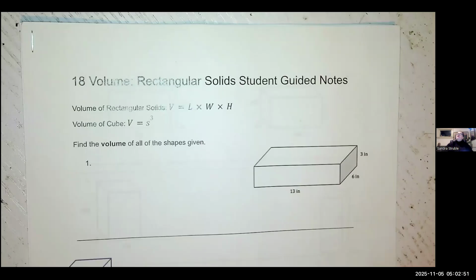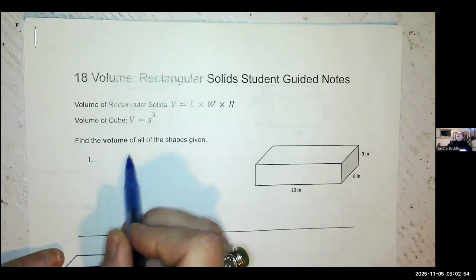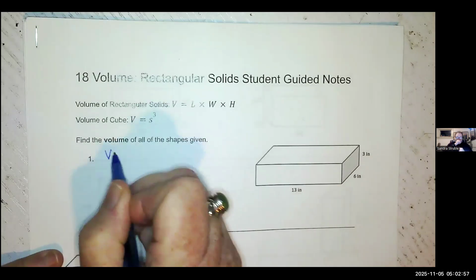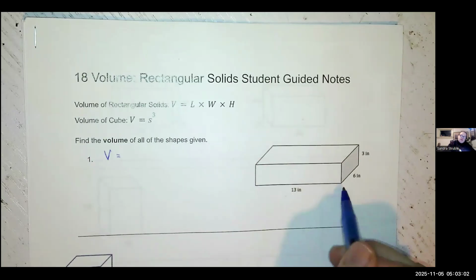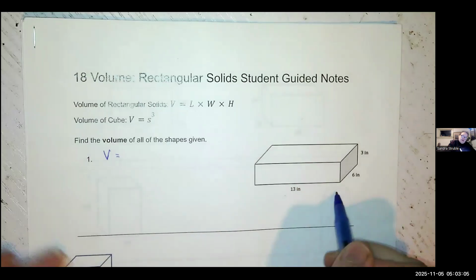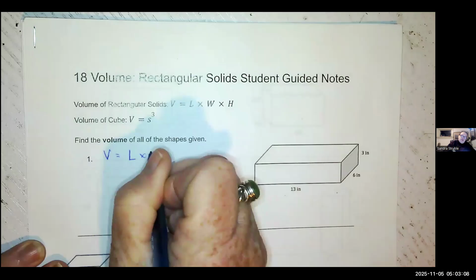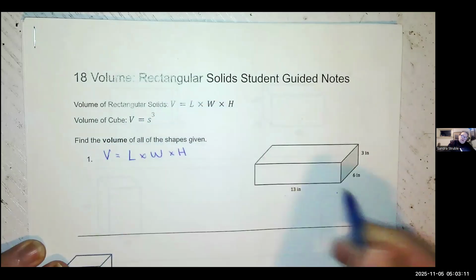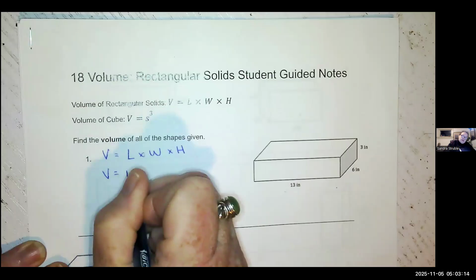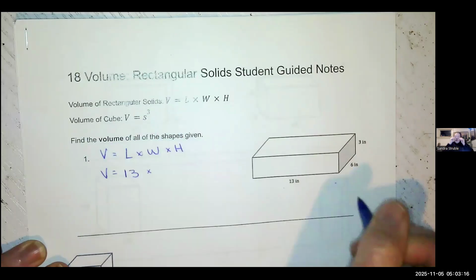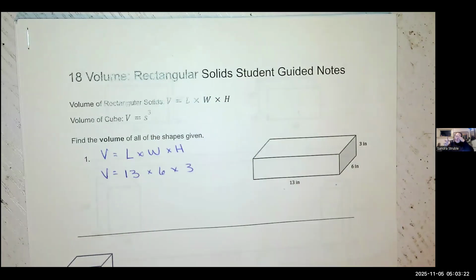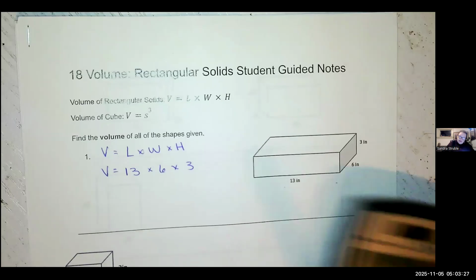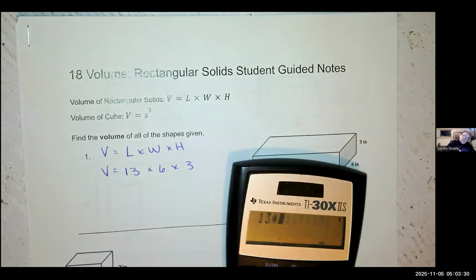So we're going to find the volume of all the shapes given. Well, a cube is all going to have the same exact sides. This one, however, does not. So this is a rectangular solid. So we're going to find length times width times height. So volume is, we're just going to multiply 13 times 6 times 3. Not all sides, just the length, width, and the height. Okay. So now we just need to multiply those. 13 times 6 times 3 is 234.